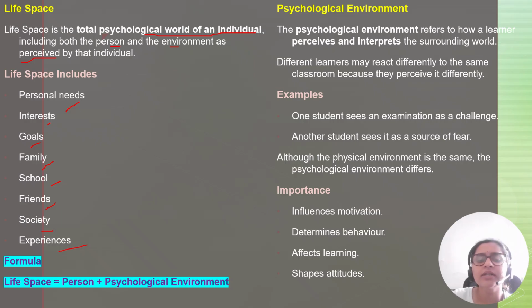What is the formula for life space? Person plus his psychological environment. That is life space. Both put together is life space.